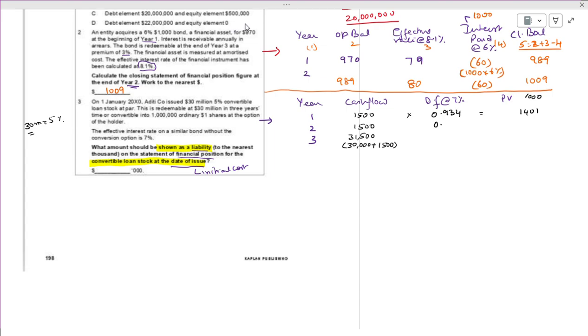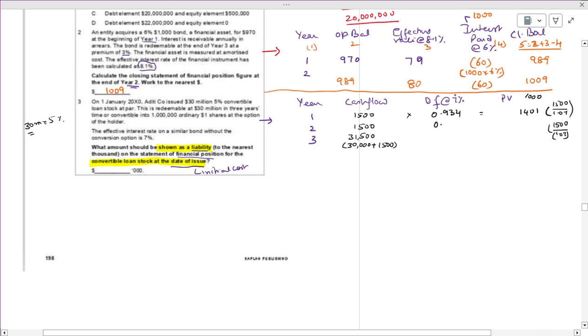I will agree with you. What we have to do? I will write here 1,500 divided by 1.07. Yes. Next, the second one is what? 1,500 divided by 1.07 to the power of 2.